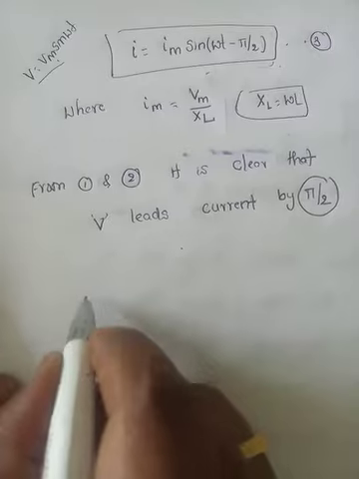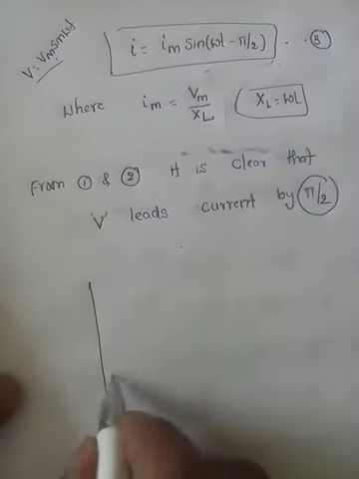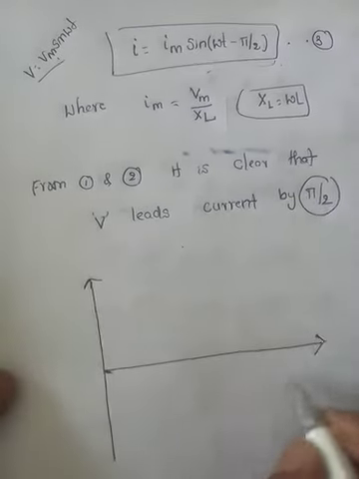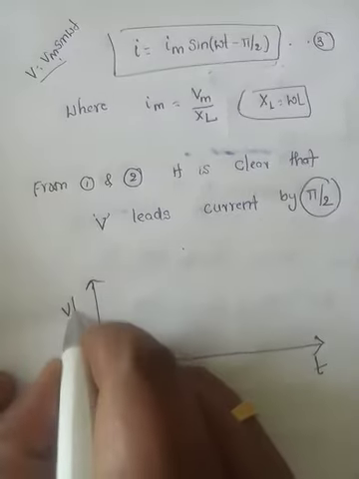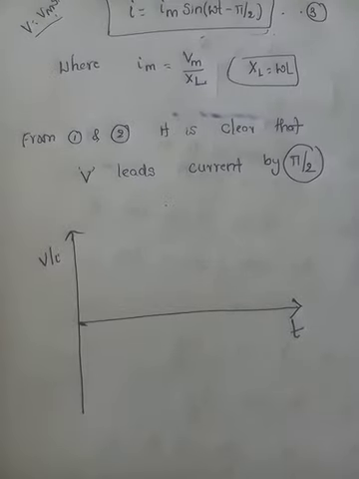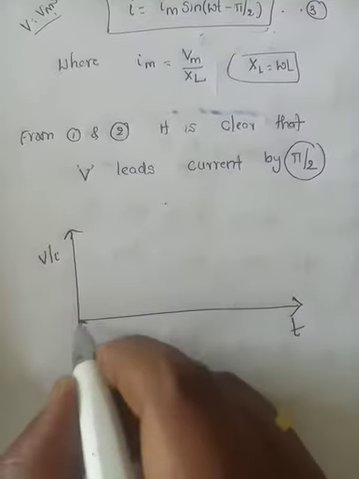So, if you want to draw the variation of voltage and current in an inductor, let us represent that. Voltage remains the same in all cases, because it is the current that behaves differently for different types of circuits.